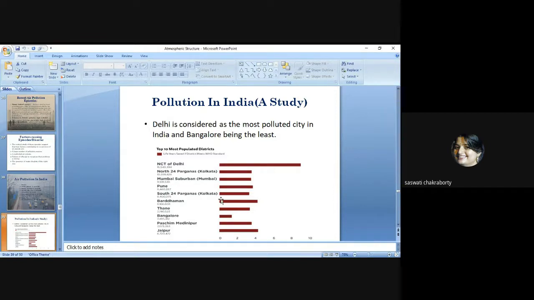We heard Kolkata is also there. It's going at par with Pune. Here it is, Bardhaman. See, look. These are the common states. Look at Delhi, look at Kolkata, look at North Mumbai, look at Bangalore, look at Jaipur.